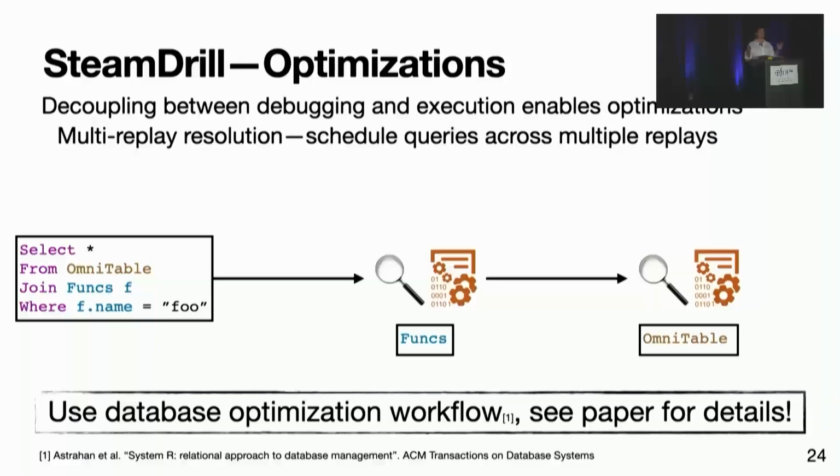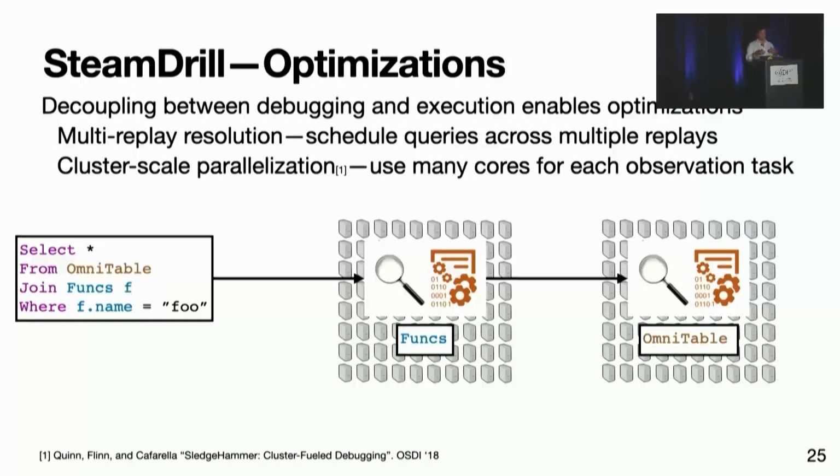As promised, we've also explored other optimizations, and the main one is the ability to use large cluster-scale parallelization to parallelize the tasks of instrumentation and the re-execution of the replay across thousands of cores for each of these different replay stages. That's all I'm going to talk about in terms of the design overview for SteamDrill.